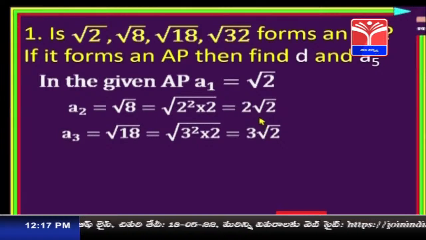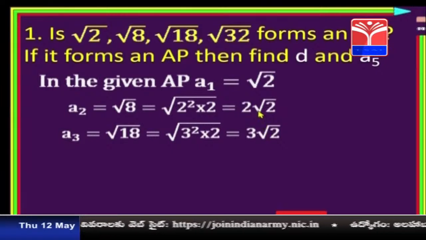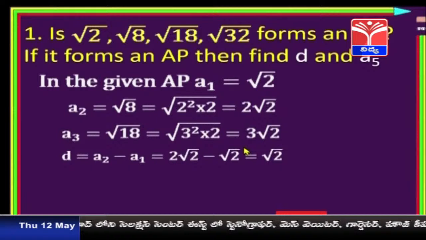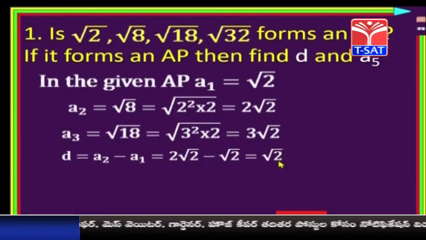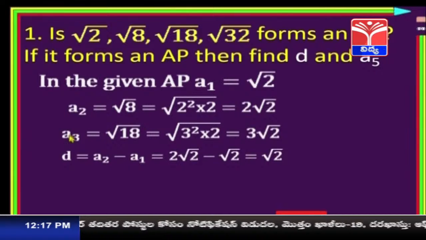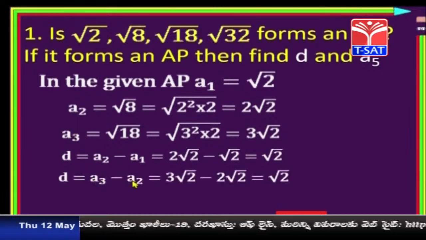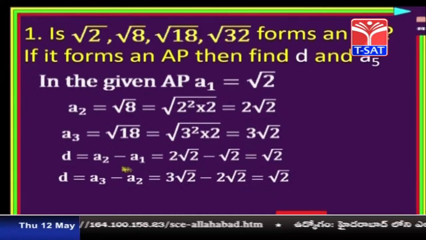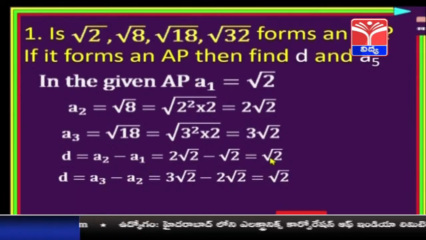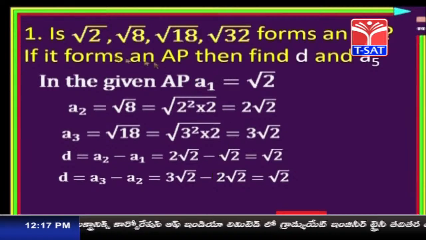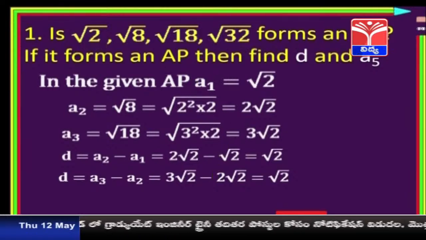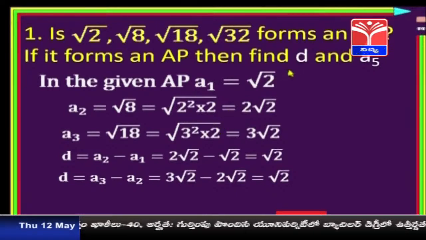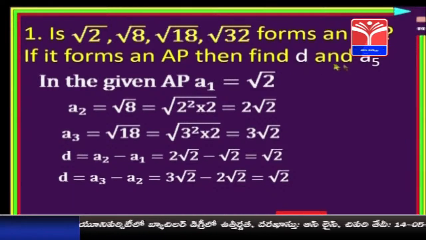Now find the difference between consecutive terms. A2 minus A1 is 2 root 2 minus root 2, which is root 2. Next, A3 minus A2 is 3 root 2 minus 2 root 2, which is root 2. Here the common differences A2 minus A1 and A3 minus A2 are both the same. Therefore, the given terms form an AP. We need to find the common difference D and the 5th term.